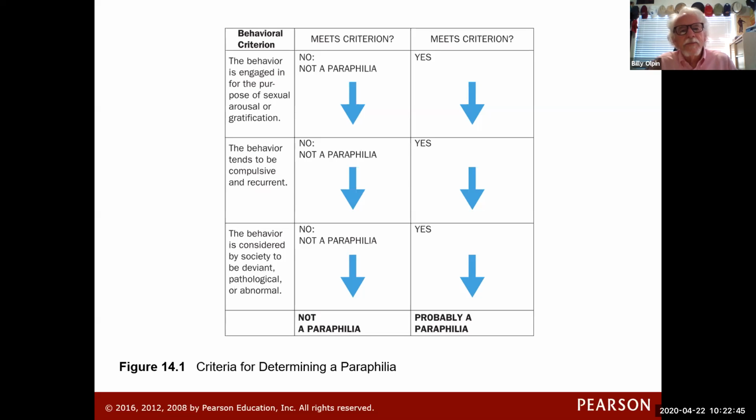So here we go. Does something meet the criteria? Is it for sexual arousal or gratification? That's a no. The same three categories.